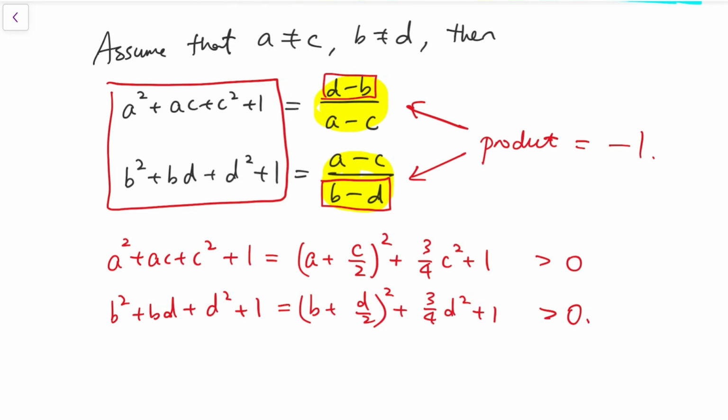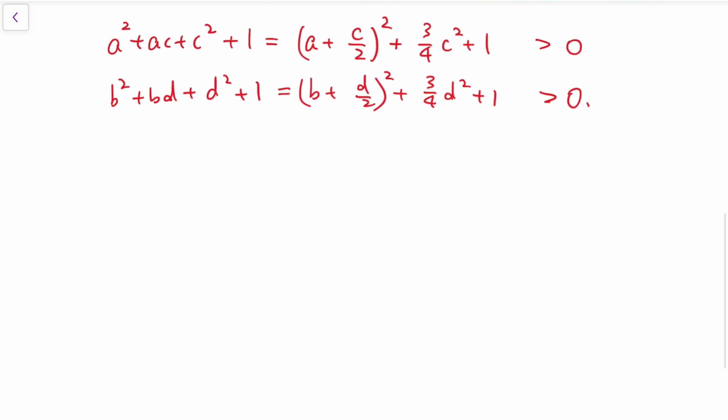So now we actually have a contradiction, which is that we can't have a and c not equal and b and d not equal occur at the same time. This means that we must say that either a equals c or b equals d.